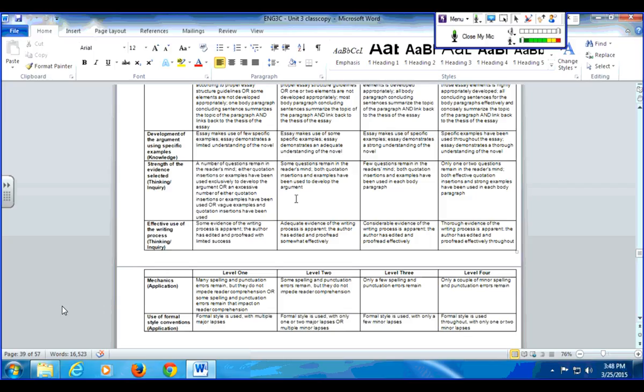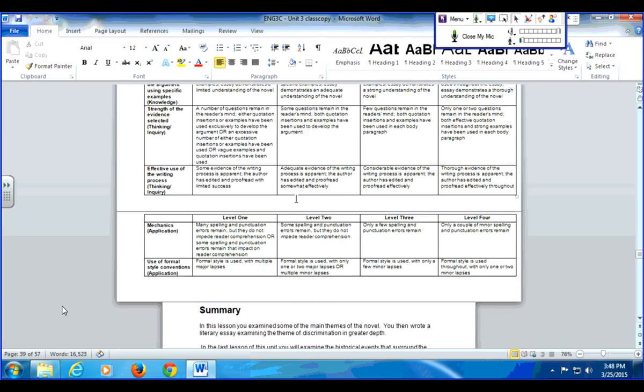So do you have formal language? Do you have properly cited quotations? Do you have proper quotation insertions? Do you have slang? Or is everything correct? Think of everything we looked at on page 36. That's what I look at in that part of the rubric.